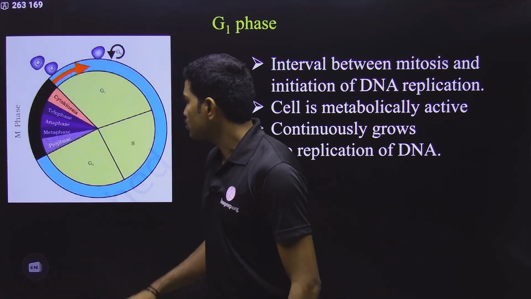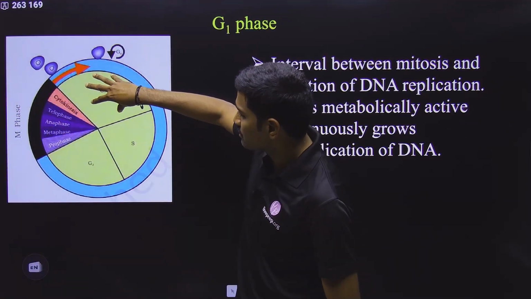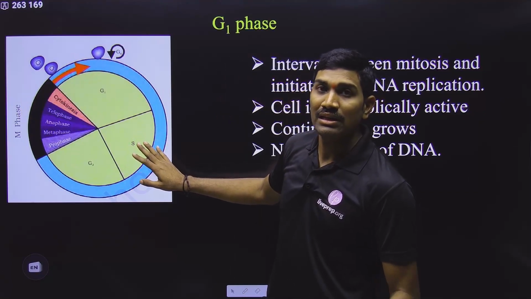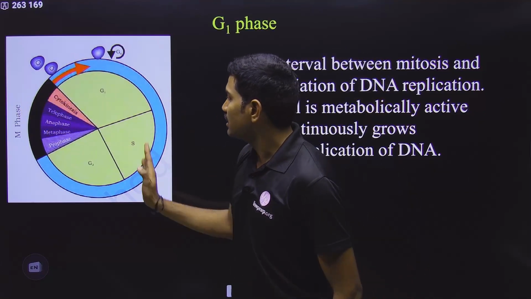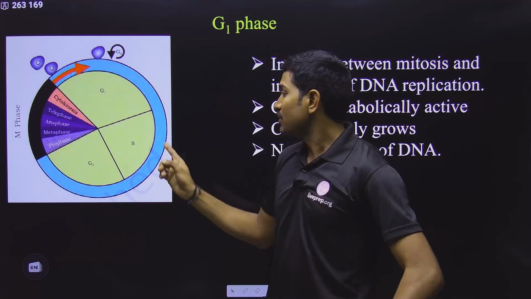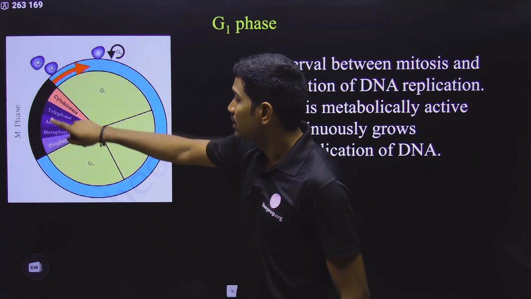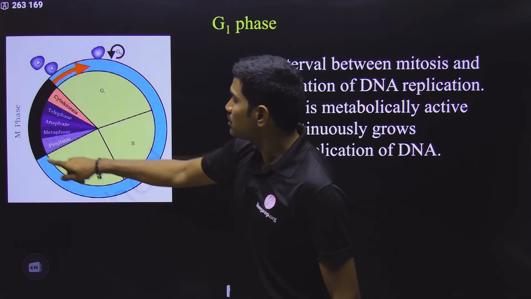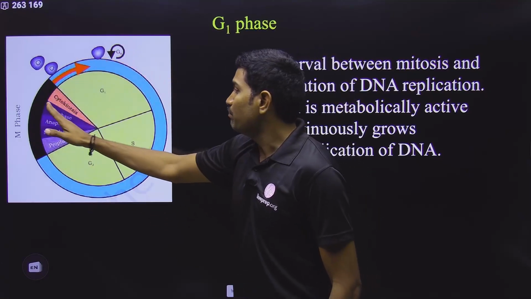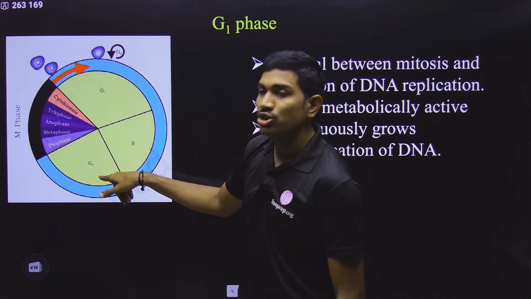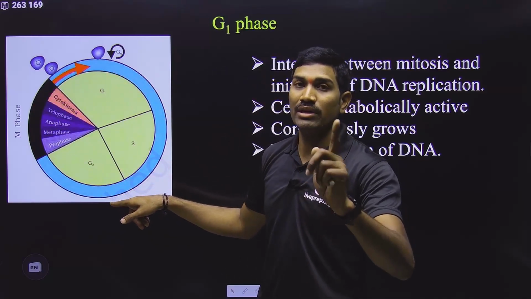First one is the gap one, the first gap phase. What is the location of this first gap phase? It is between M phase and S phase. Some students write it in reverse, S phase and M phase. You should not write like this. Between S phase and M phase, what will come? G2 phase will come, because this cycle you always need to see clockwise only. Between M and S means G1 will come. Between S and M means G2 will come. So don't make mistakes here.